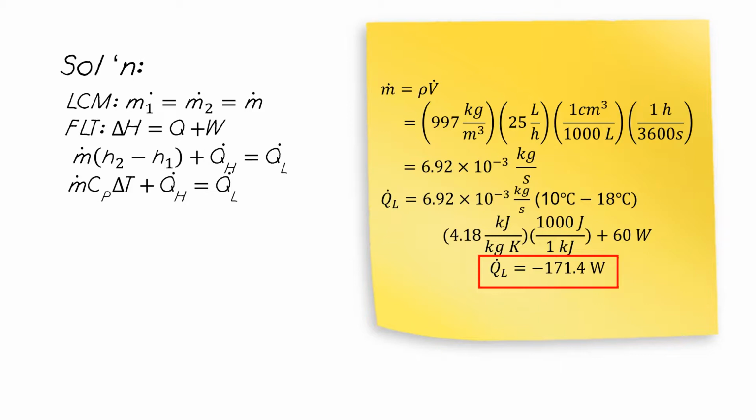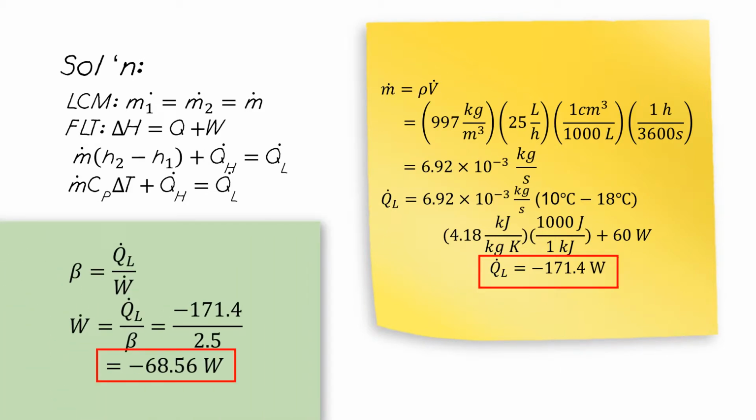The mass flow rate is equal to 6.92 times 10 raised to the third power kilogram per second. For the rate of heat loss, we will adjust the values in the given equation, resulting in a rate of heat loss equal to minus 171.4 kJ per second or minus 171.4 watts. For the flow work rate, we will use the equation of coefficient of performance, denoted by beta, equal to the rate of heat loss over the flow work rate. Hence, flow work rate is equal to heat loss over the coefficient of performance, resulting in minus 68.56 watts.